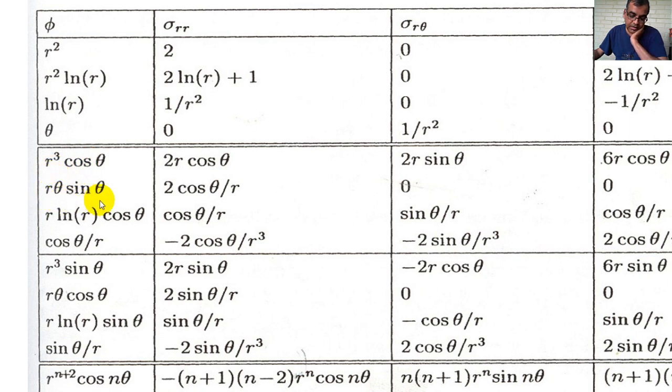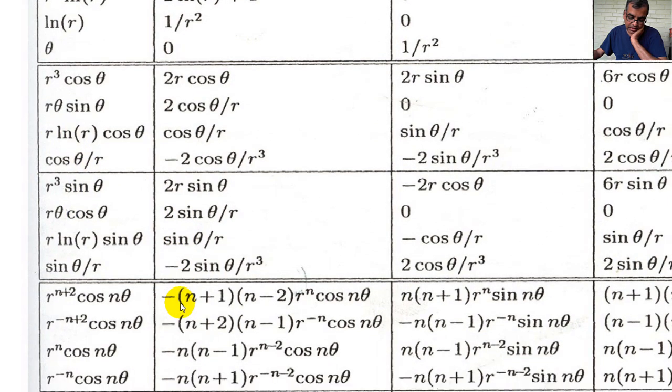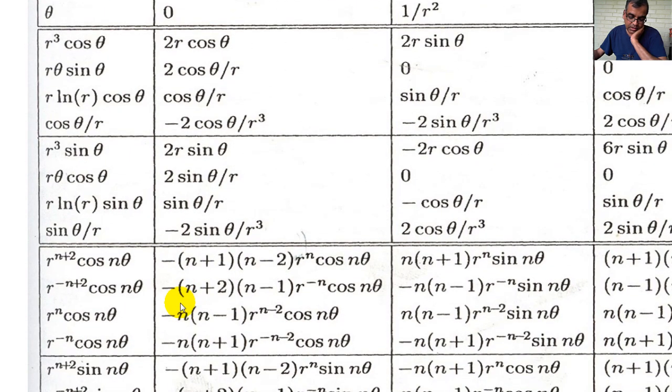Look at r theta sine theta. You will get 2 cos theta over r. That's good. Or log r cos theta. You will get cos theta over r. That's good. This is not going to help. This is not going to help. This is going to help. R theta cos theta. You will get 2 sine theta over r. Okay, so notice I got 1, I got 2, I got 3, and then you can see whether any of the others will work. And I got 1 more, 4.